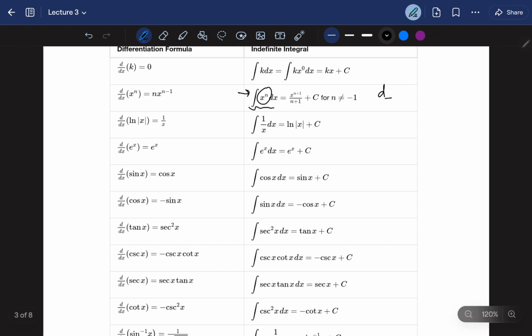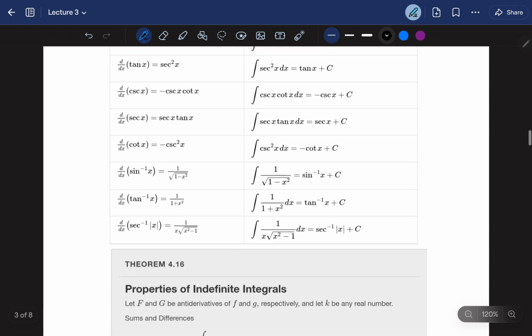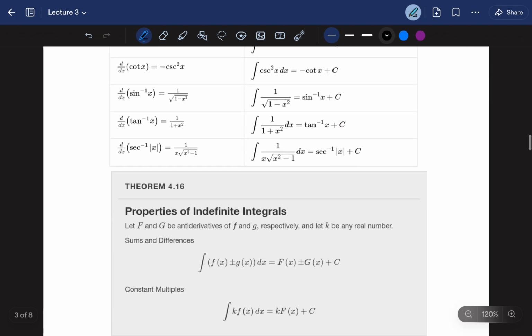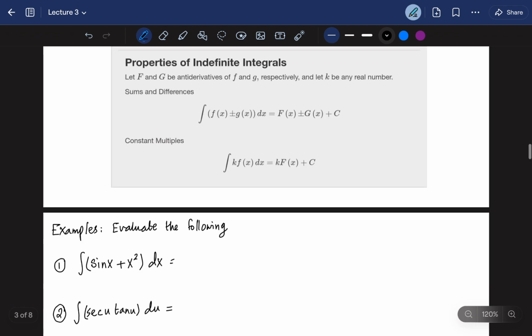Because here, if you find the derivative of this, it is just n plus 1 times x to the n plus 1 over n plus 1. When you simplify, oh sorry, this has to be x to the n because you subtract 1. This is just x to the n, which is the function that I want. So make sure to know these rules very well. Memorize them because you're going to need them.